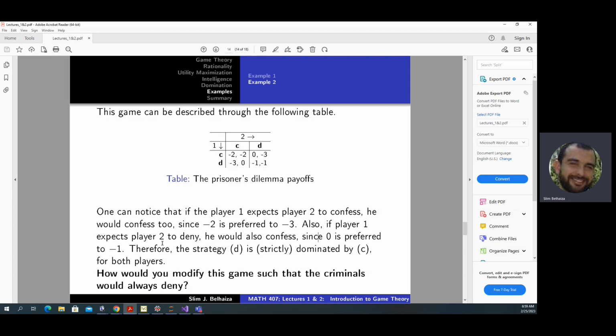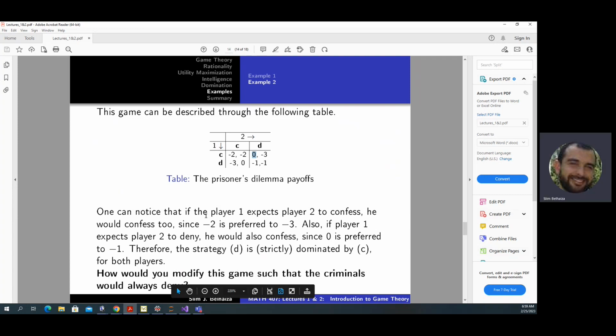Also, if player 1 expects player 2 to deny, he would also confess because he would definitely prefer 0 to -1. Therefore, one can see that whatever our expectation of player 2's strategic play is, we always have C strictly dominating D, which means confessing is always better than denying. So one can say that strategy D is strictly dominated by C for both players because the game is symmetric.